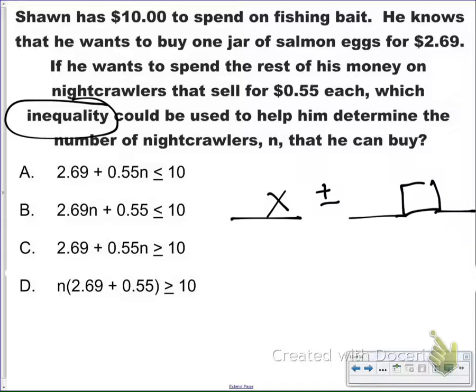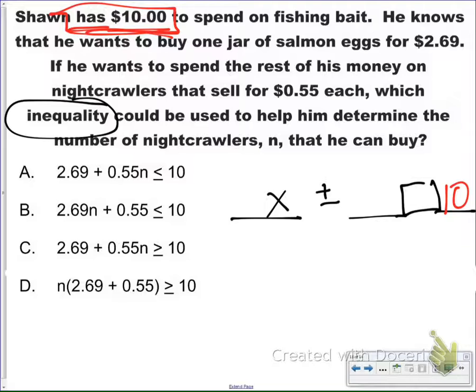First thing I'm looking for is what's my total. In this case, I see Sean has $10. He can't have any more than $10. He has $10. That is our total. That's going to be alone on its side of the equal sign, or its total sign, our inequality.